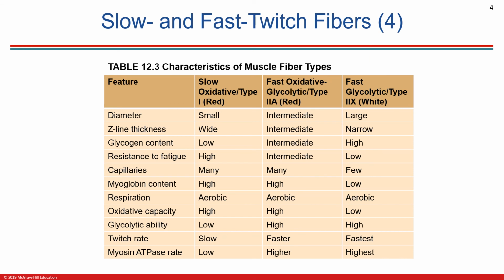This is a chart in your book that kind of goes through the same thing. I like my chart a little bit better because you can see the three different types and just clearly up arrow a lot or a little. One thing I want to point out here is that under respiration, they have aerobic for all three categories. And really this third category, this fast glycolytic, it's going to be more anaerobic respiration.